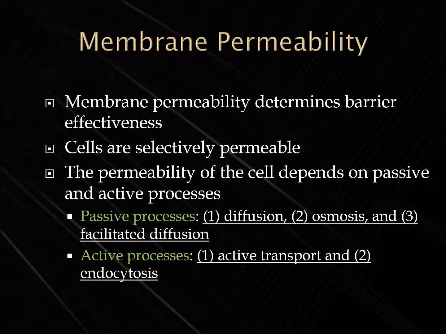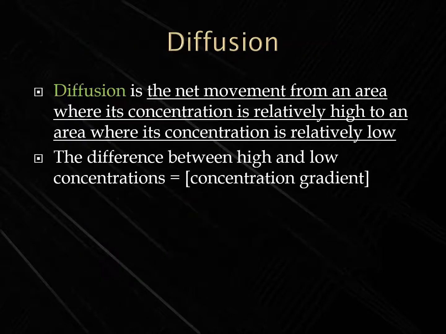Membrane permeability determines barrier effectiveness. Cells are selectively permeable. The permeability of the cell depends on passive and active processes. Passive processes include diffusion, osmosis, and facilitated diffusion. Active processes include active transport and endocytosis.